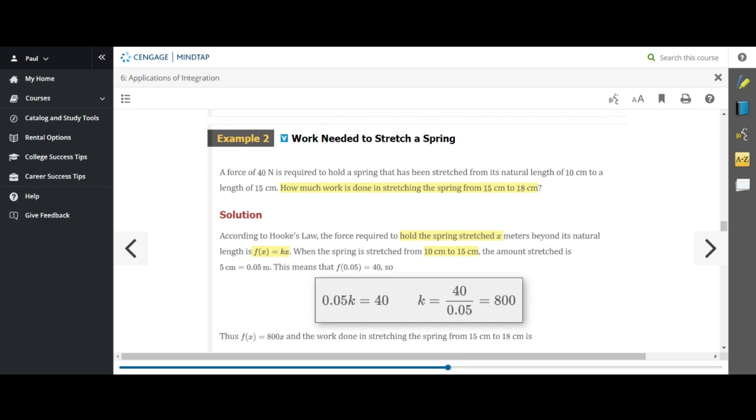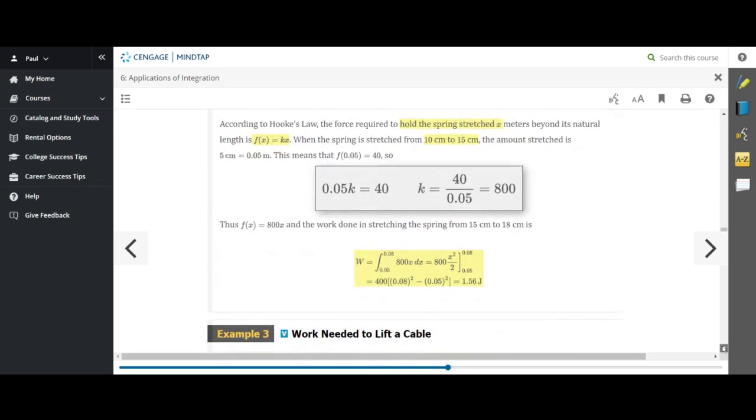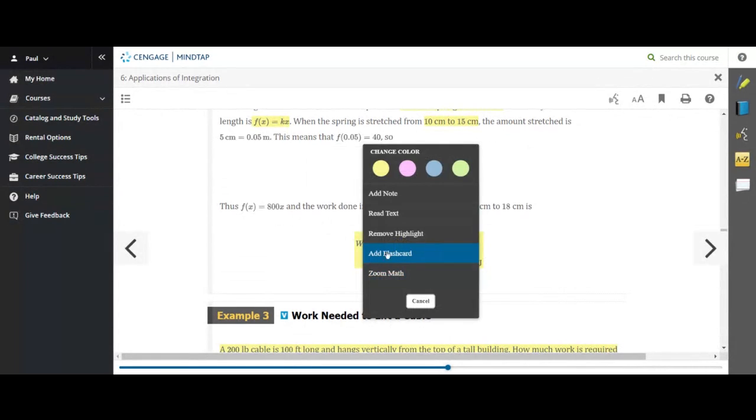Now we've determined the spring constant, and so now we're able to find the work done in stretching the spring from 15 centimeters to 18 centimeters. Okay, and on that note, oh wait, question? Yes, Nathan? Where did 40 come from? Oh, in example 2, right in the beginning, it says a force of 40 newtons is required. Good question. Okay, well, so now let me just remove this.